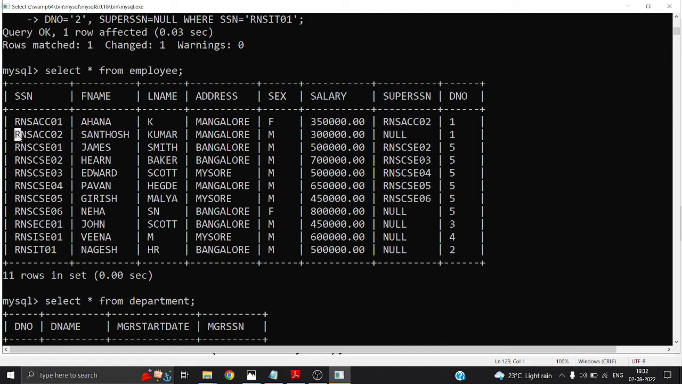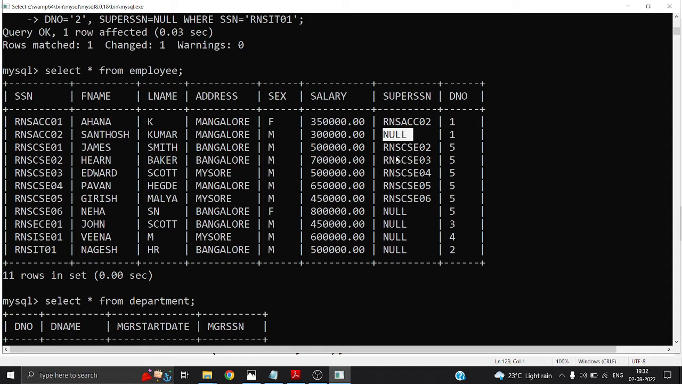Okay, that means RNSACC02 is the supervisor for this employee, RNSACC01. Santosh is going to supervise Hana. And for this second employee, we do not have any kind of supervisor, as only 2 employees are there. So this is the case.